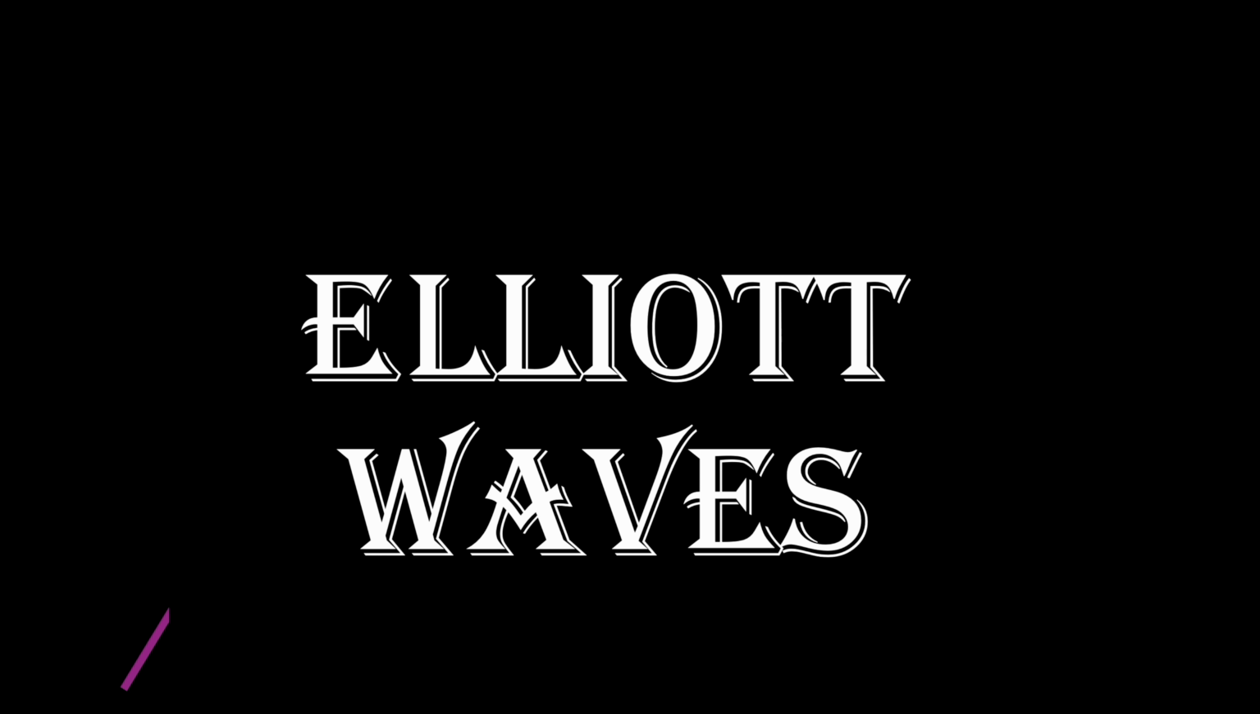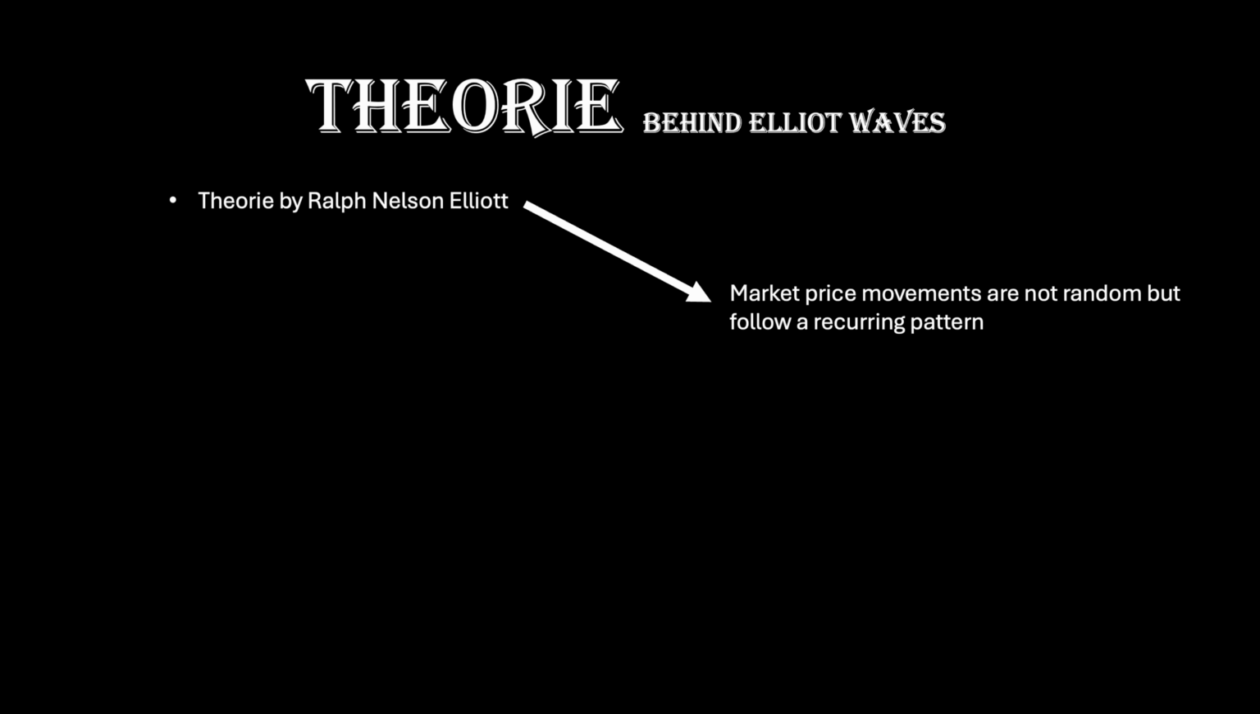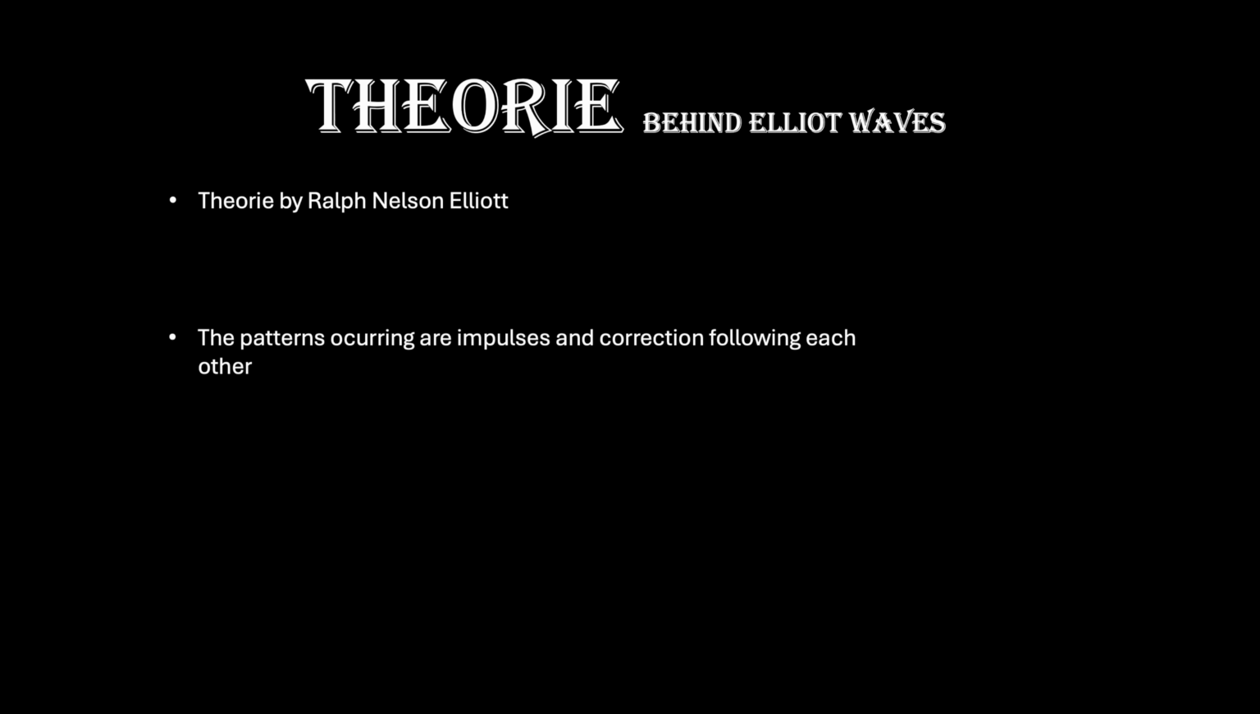Today we will explore the Elliott Wave theory, its underlying principles, different patterns and practical applications in trading. Elliott Wave theory, developed by Ralph Nelson Elliott in the 1930s, suggests that market price movements are not random, but follow a repetitive pattern of waves, consisting of impulses and corrections following each other.